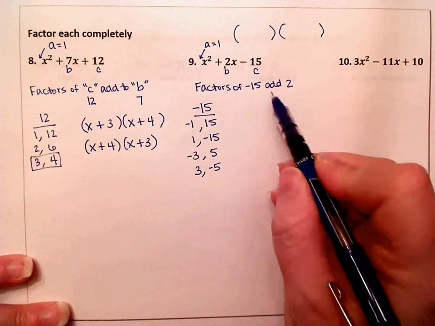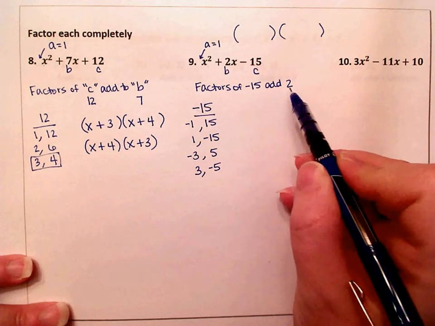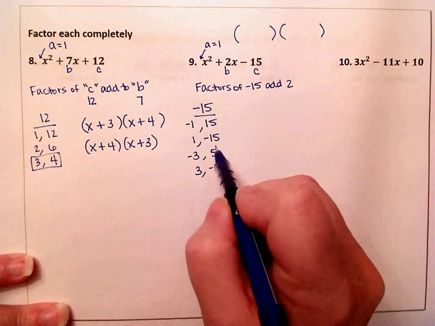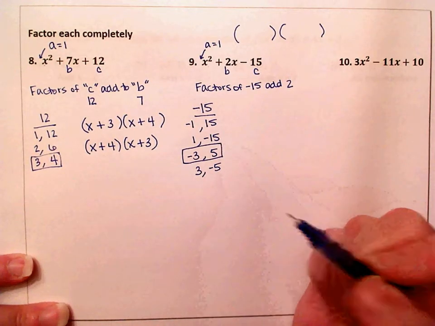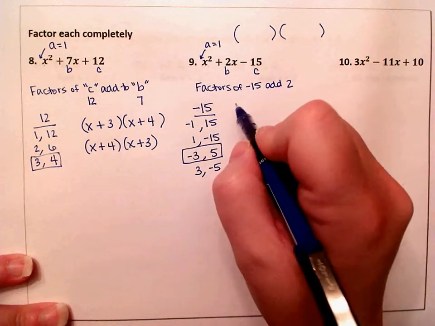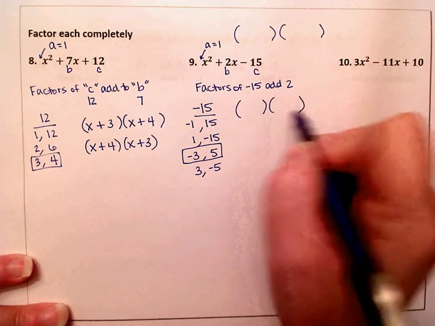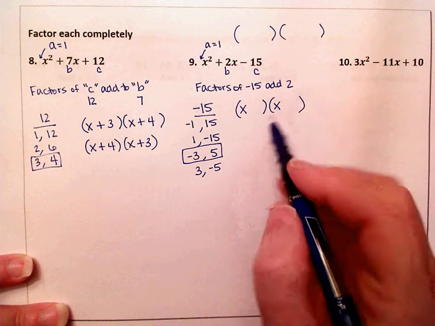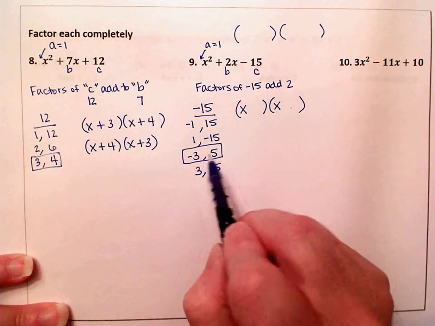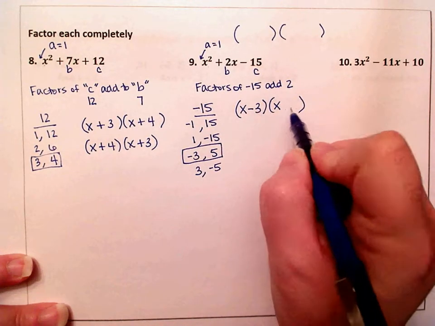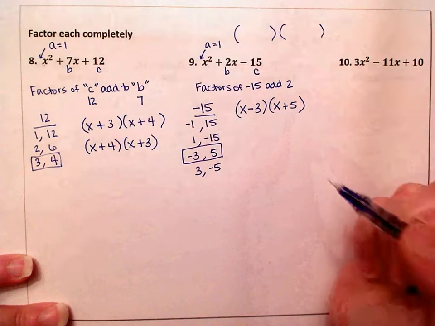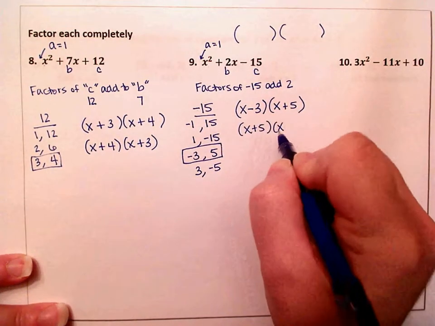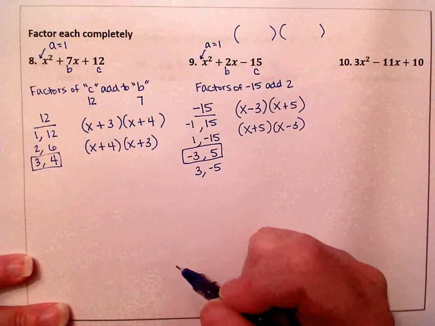We want the pair that adds to get a positive 2. So be careful, don't choose this one because that adds to get negative 2. We want negative 3 and positive 5. So our factor pairs, what times what gives me x squared? Those are both x's. These numbers are using our factor pair, a negative 3 and a positive 5. And remember, x plus 5 and x minus 3 are also correct.